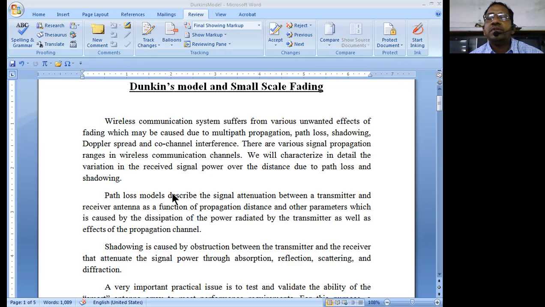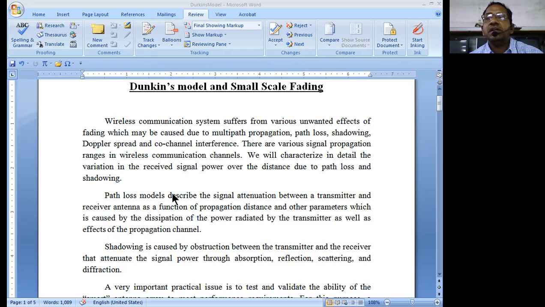Here, basically all the wireless communication systems are going to suffer from various unwanted effects of fading. Fading is a practical aspect where one cannot really avoid its effects, so it has to be compulsorily addressed. One method, called Duncan's model, is normally used to find out the effect of fading at the receiver side. The unwanted effects of fading may be caused due to multi-path propagations.